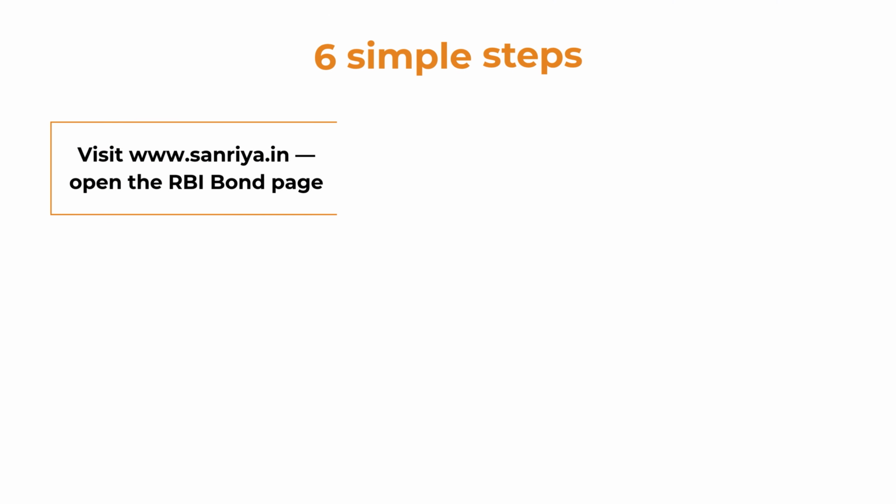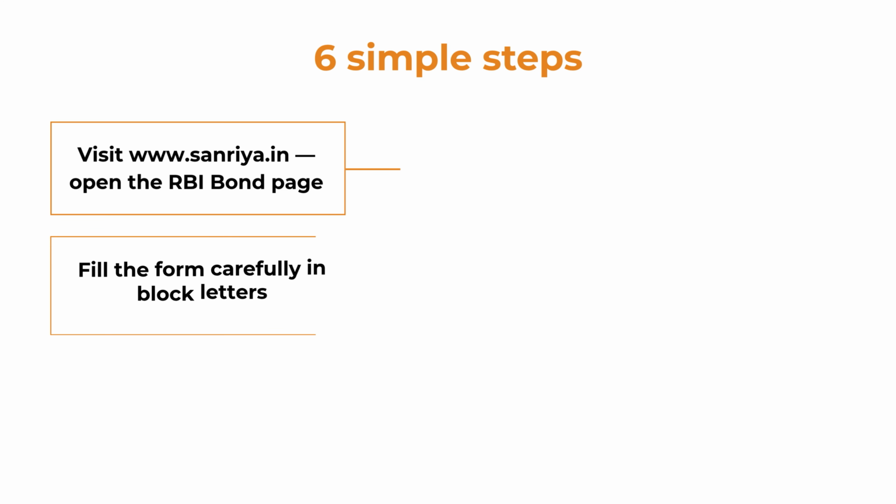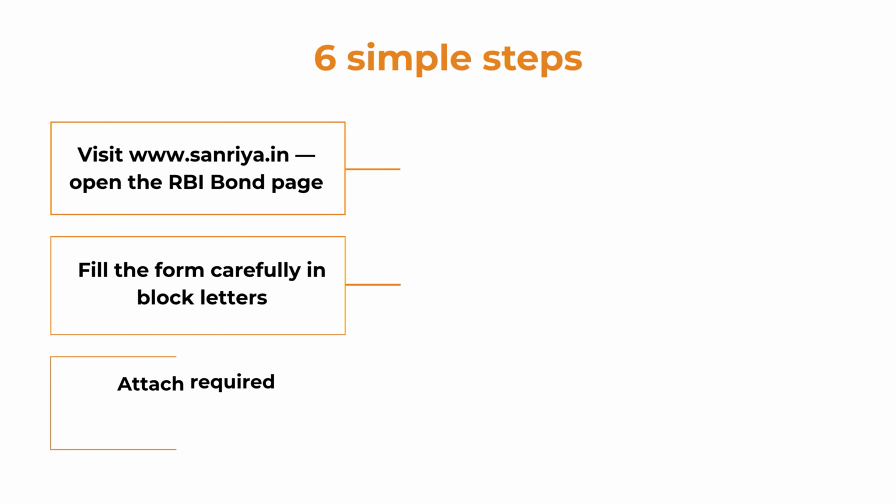Here is a quick recap: 6 simple steps to invest in RBI Floating Rate Savings Bond 2020. Step 1. Visit www.sanriya.in, open the RBI bond page, download and print the application form on A4 paper. Step 2. Fill the form carefully in block letters: PAN, bank details, amount, nominee and broker code 282347. Step 3. Attach required documents: PAN card, Aadhaar address proof, cancelled cheque, DD or UTR slip.